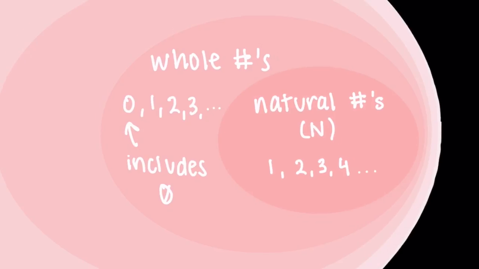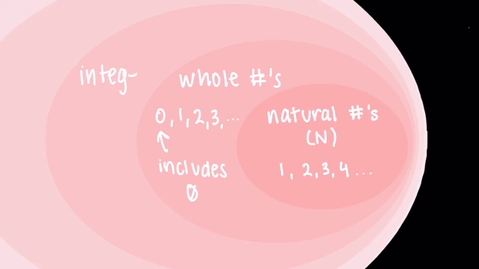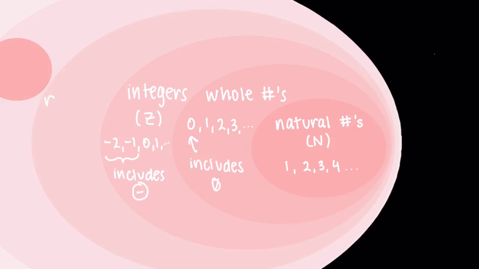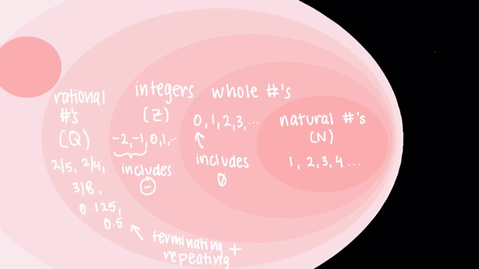The group after whole numbers is called integers. This group is called Z and includes whole numbers and natural numbers, and now even negative numbers. Some examples are -2, -1, 0, 1, and more. After integers is rational numbers. This group is called Q and includes fractions and decimals which are terminating and repeating, like 2/5, 2/4, 3/8, and 0.125. After rational numbers comes a group called real numbers.